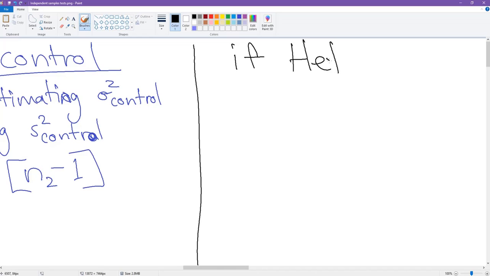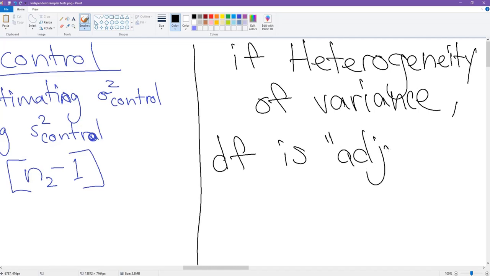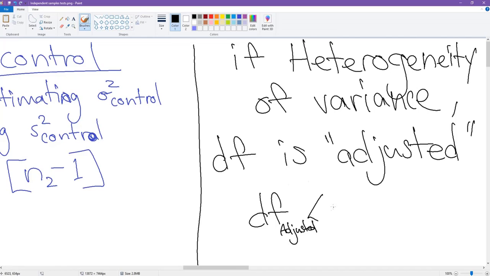If you have heterogeneity of variance, your degrees of freedom is adjusted. You can find these values if you have SPSS and you're using it to analyze some data. If it detects, and you have to specifically look for heterogeneity of variance, you do have to use whatever adjusted degrees of freedom they give you in order to look up your critical values, and those degrees of freedom often contain decimal places. This is going to be called degrees of freedom adjusted. It's always going to be less than your degrees of freedom total.